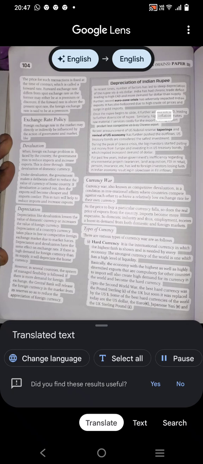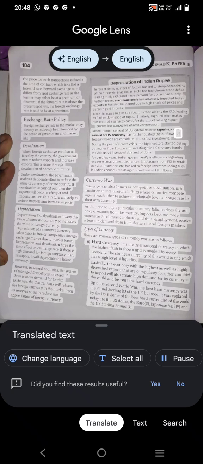Similarly, high inflation makes raw materials and services costly for the export sector, making the product less competitive vis-a-vis Chinese exports. The recent announcement of U.S. Federal Reserve tapering, in view of the revival of the U.S. economy, has further pushed the outflows.